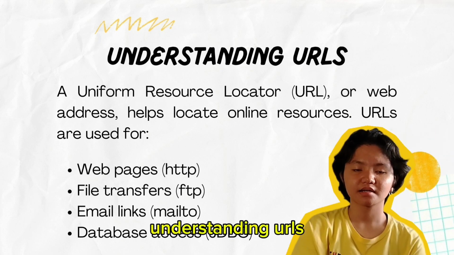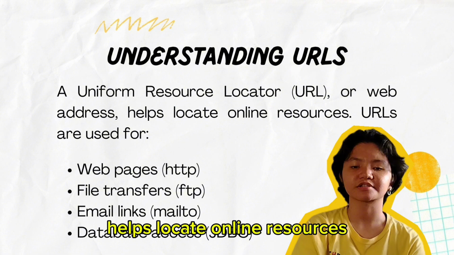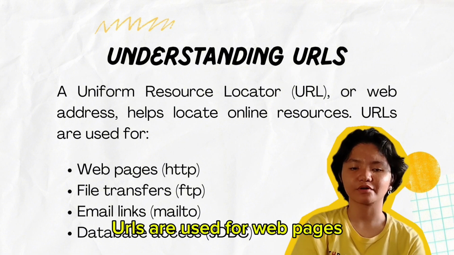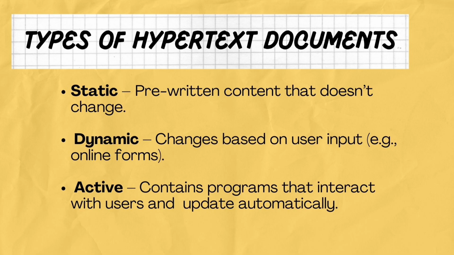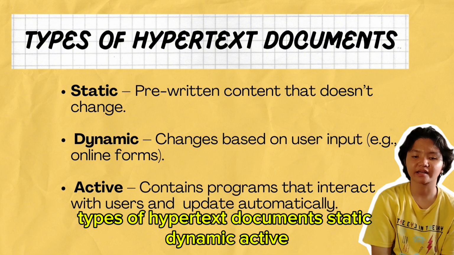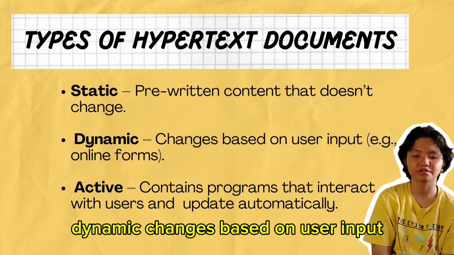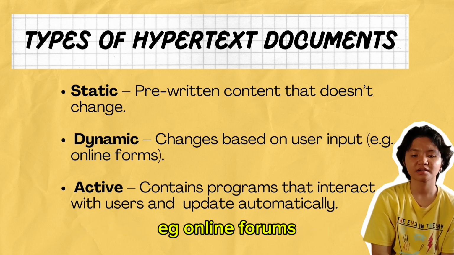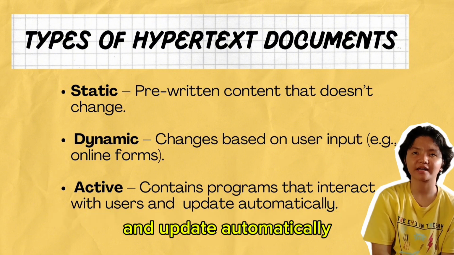Understanding URLs. A uniform resource locator, or web address, helps locate online resources. URLs are used for web pages, file transfers, email links, and database access. Types of hypertext documents: static, dynamic, active. Static are pre-written content that doesn't change. Dynamic changes based on user input, e.g. online forums. And active contains programs that interact with users and update automatically.